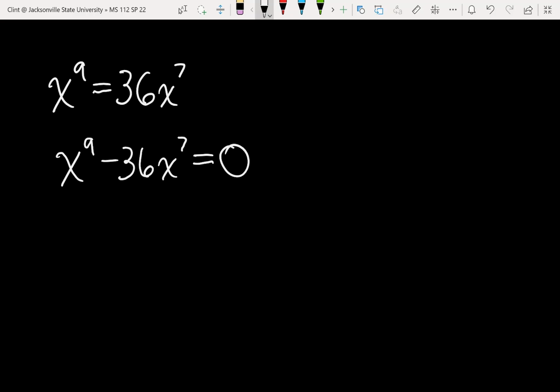And we just look to see if we see anything in common that we can factor out. Do I see anything in common? They both have x's, for sure. So we just have to think about how many they have in common. 7, yeah. 7 is the most we can take out. That'll leave us x squared with the first one, and then we took all of them from the second one, so that leaves us minus 36.